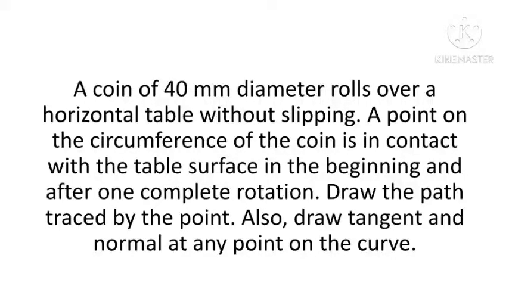The point on the circumference is in contact with the horizontal surface at the beginning of the rotation and after one complete rotation. So that means at the beginning of rotation and at the end of the rotation, that particular point is in contact with the horizontal surface. So that's what they are trying to say. During that complete rotation, you are supposed to trace the point. And also you need to draw the normal and tangent at any point on the curve.